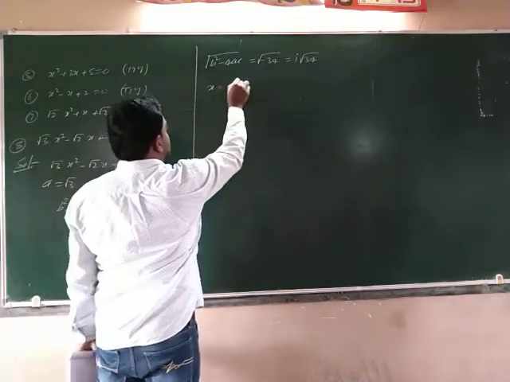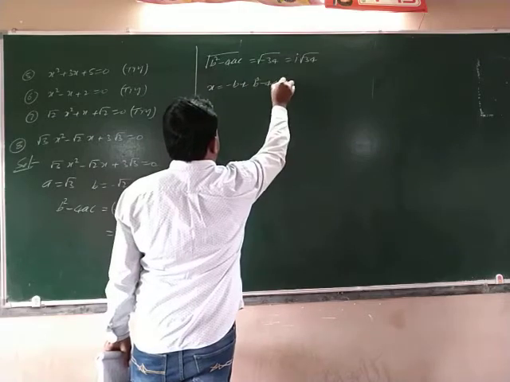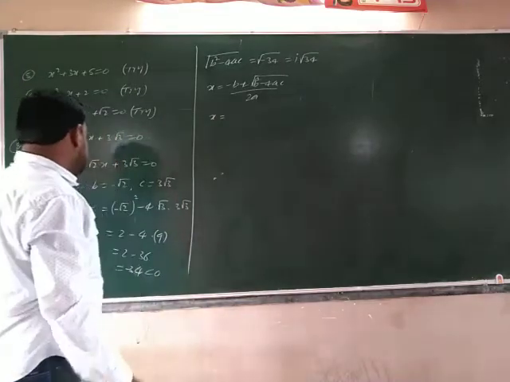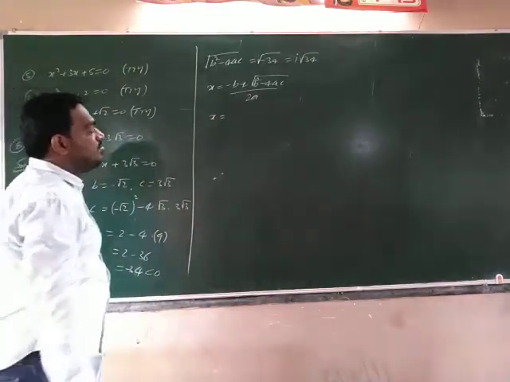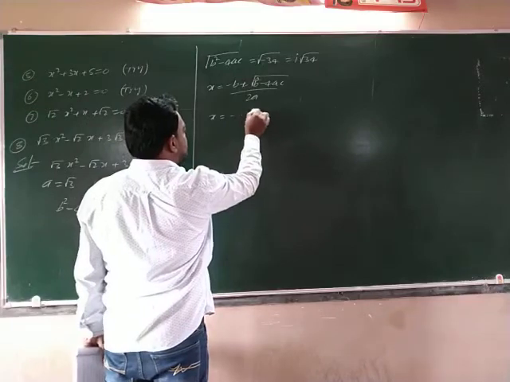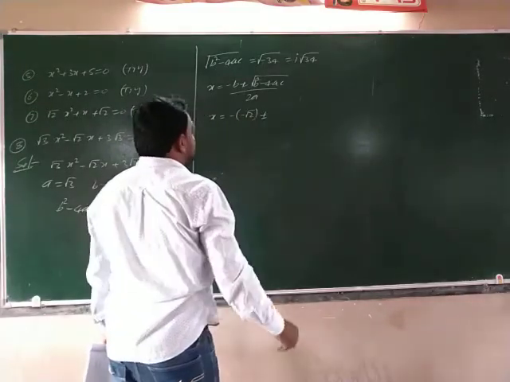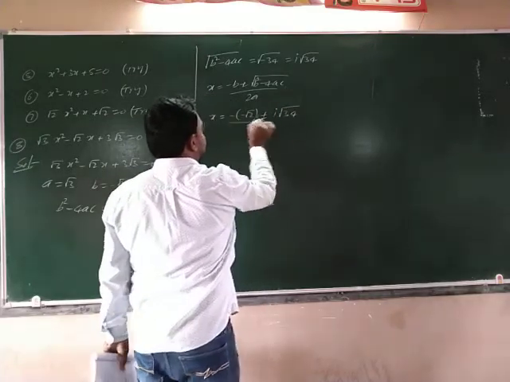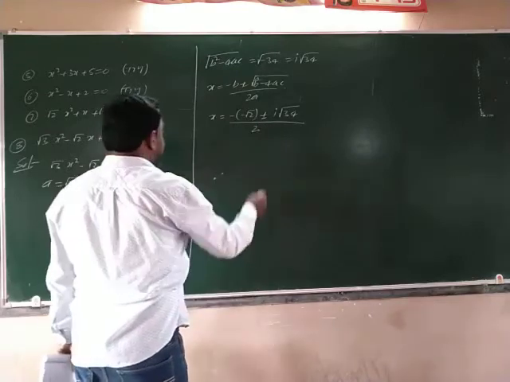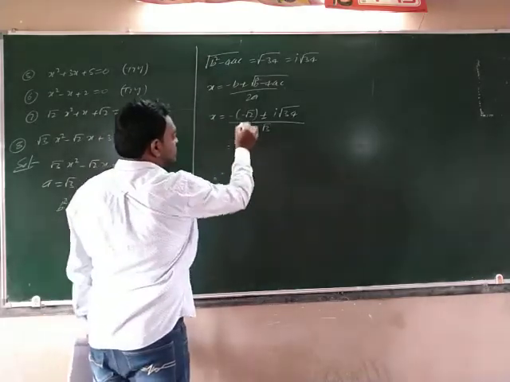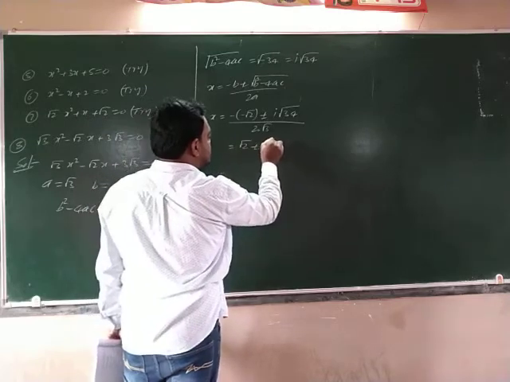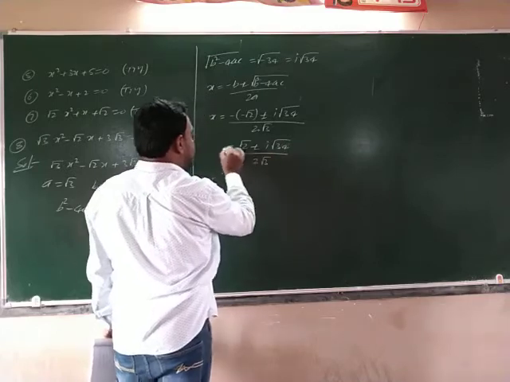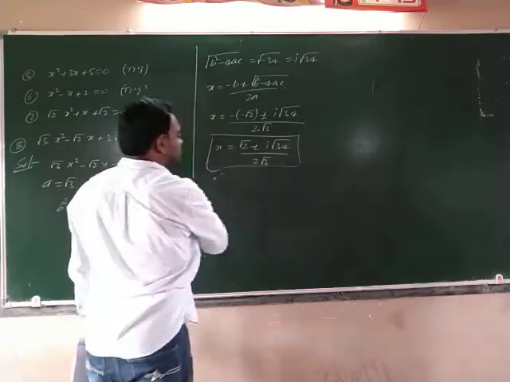Now x is equal to minus b plus or minus the square root of b square minus 4ac, by 2a. This is x equal to minus of minus root 2, plus or minus i into root 34, by 2a. A equals root 3. So x equals root 2 plus or minus i root 34, by 2 root 3. These are the x values.